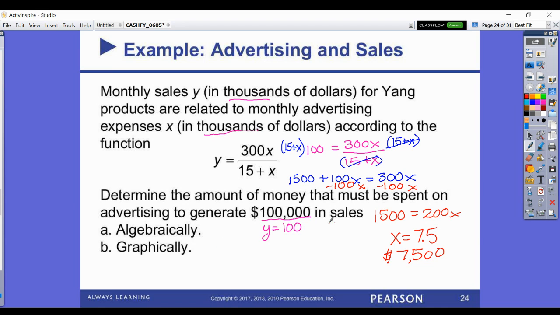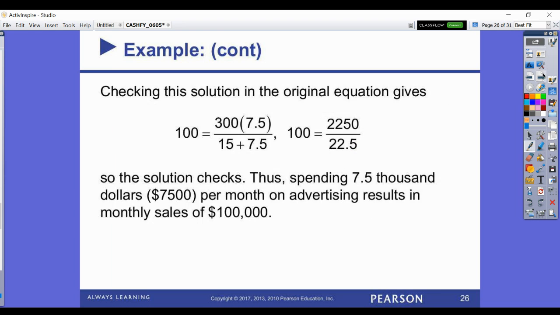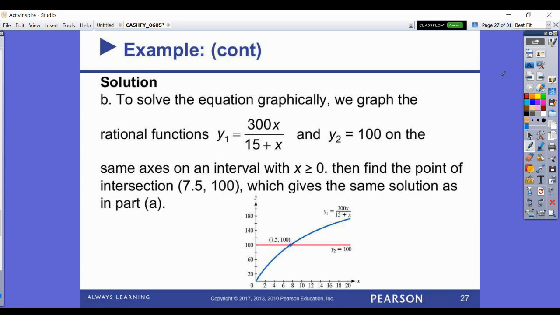Now, I could also solve the same problem graphically. So let me show you. Here is the book's work to solve that to get 7.5 and their written answer. And then they also showed you could solve it graphically. Just put this in your calculator. Don't forget those parentheses when you type that in. And put 100 in. Find where they intersect. So you're using second, trace, intersect.